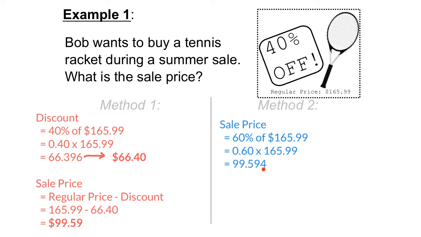Now remember, this is money, so we have to round to the second digit after the decimal. This is less than 5, so this stays the same. So that rounds to $99.59. So you can see that's the same answer I got in method 1. They both work. This is just a little bit of a shortcut. If I'm getting 40% taken off, that means I have 60% of the price remaining. And either method you choose, it doesn't matter. As long as you're doing it right, you'll end up with the same answer.